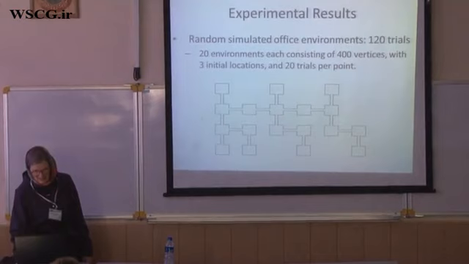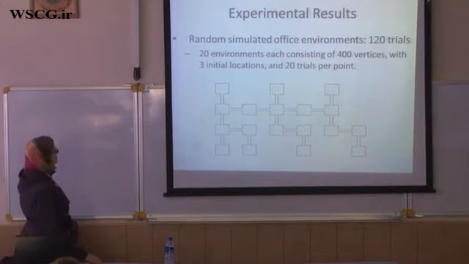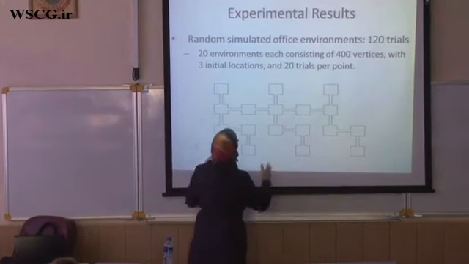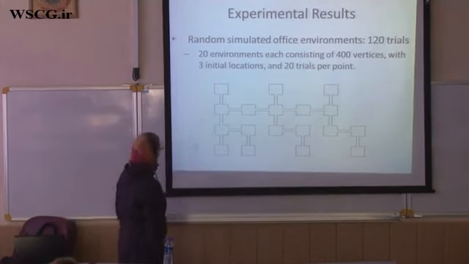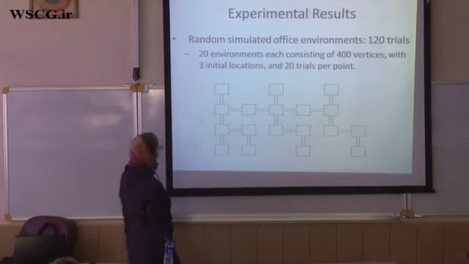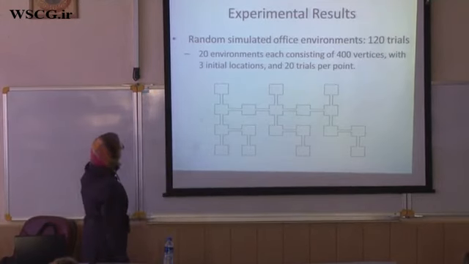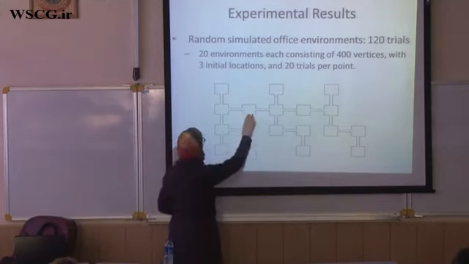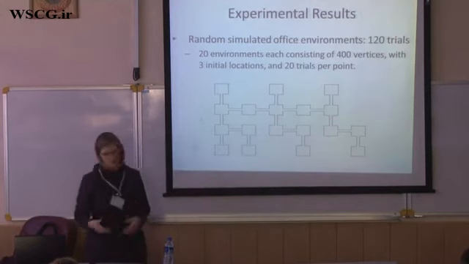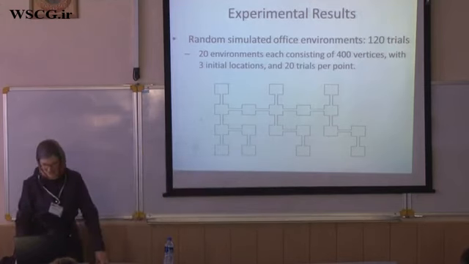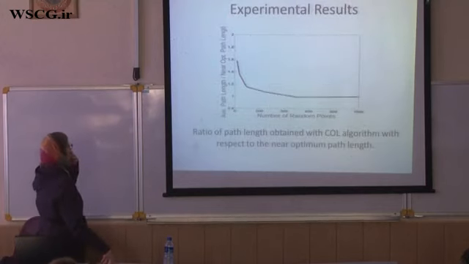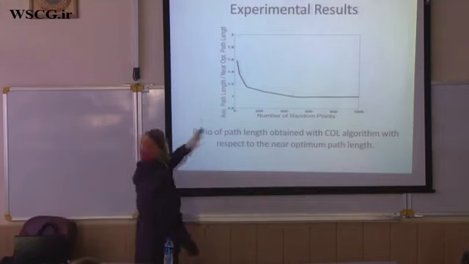So she tried this on 20 different environments. She keeps generating things that look kind of like this. This is just one example. They each have 400 vertices in them, so pretty large office environment. And she picked three different initial locations, and then depending on the initial location, she did 20 different trials to see what would happen. And here she's looking at the average path length divided by near optimal path length.